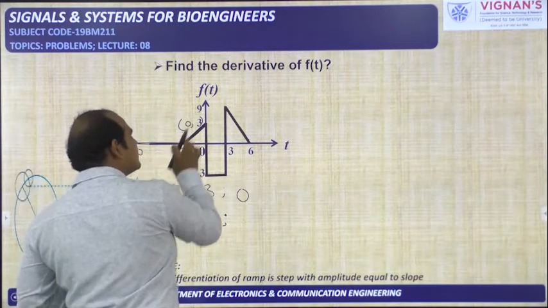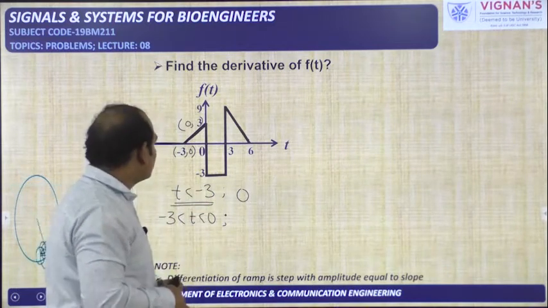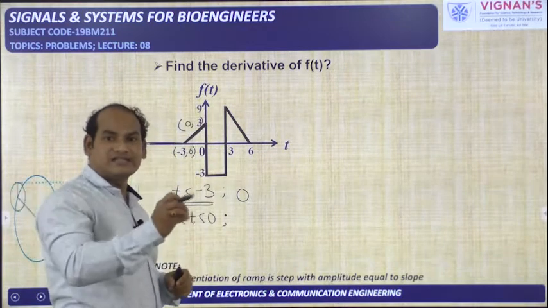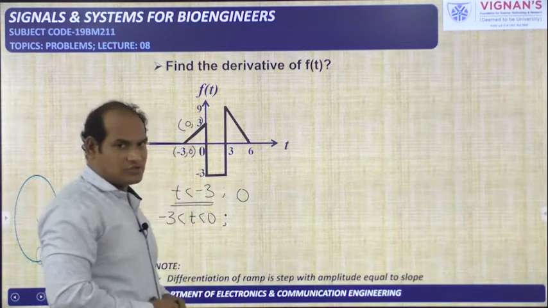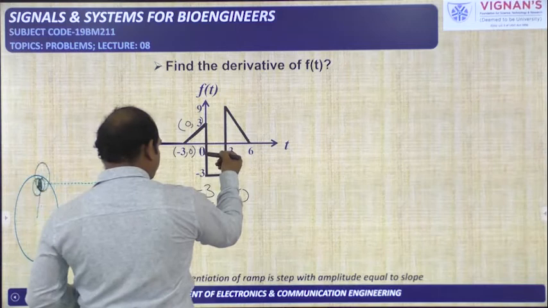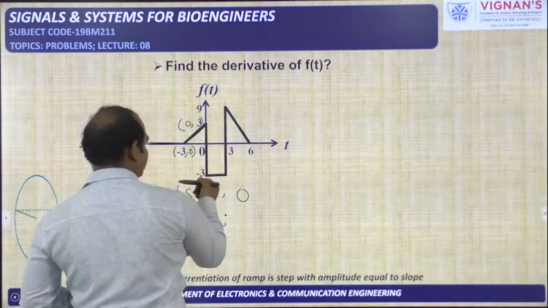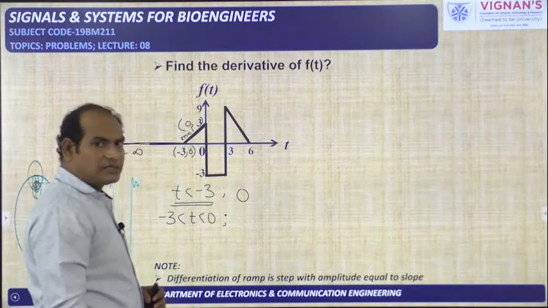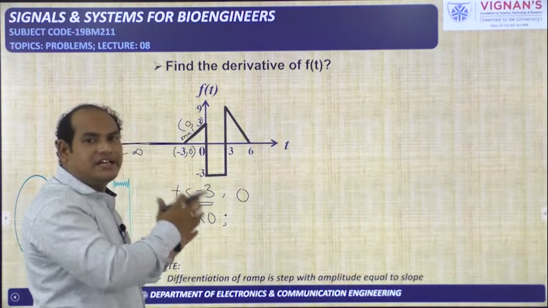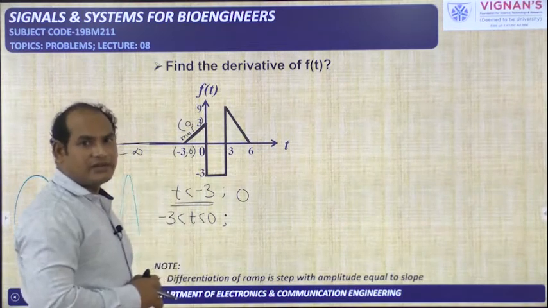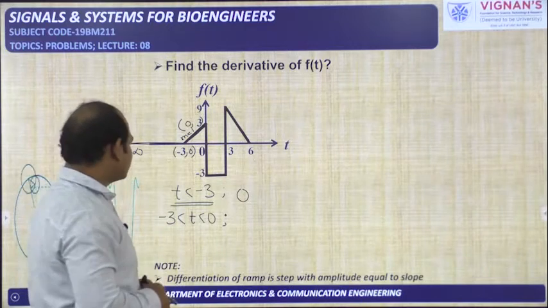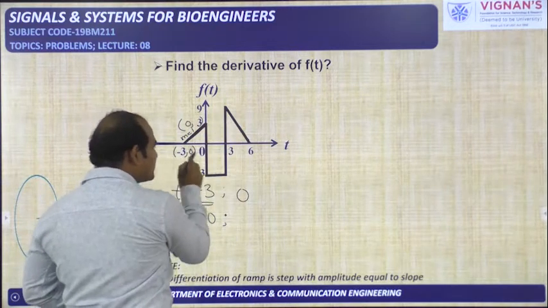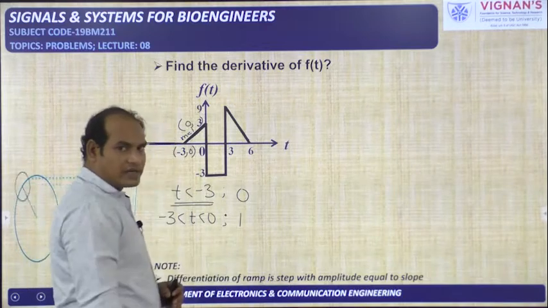Because it is an increasing signal, it has positive slope only, as I have already said. When time is increasing, if the amplitude of the signal is also increasing, that surely has positive slope. If you find it, you will get the positive slope, that is 3 minus 0 by 0 minus of minus 3, that means the slope is equal to 1. For the ramp signal, if you take the derivative, you will get the slope only. So I can tell the derivative of this particular signal when t is changing from minus 3 to 0 is equal to 1.